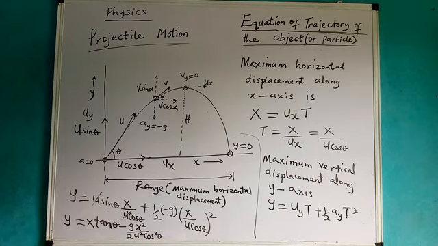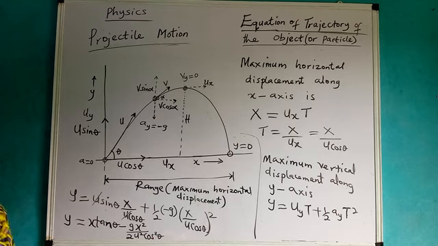This becomes the equation of trajectory of the particle. This is how we determine the equation of trajectory of the particle. I think at this point I can end this class here and say all the best.